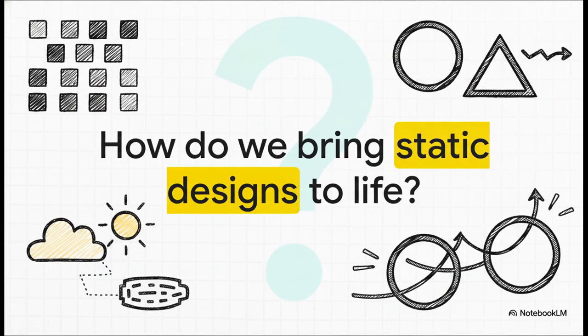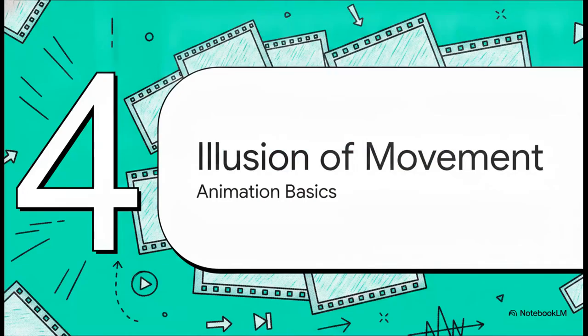So, here's a big question for you. We have our static raster pixels from Photoshop, and we have our perfectly scalable mathematical vector shapes from Illustrator. But in the realm of modern multimedia, static just isn't always enough. How do we take these precise building blocks and actually bring them to life? Which leads perfectly into Section 4, the illusion of movement.